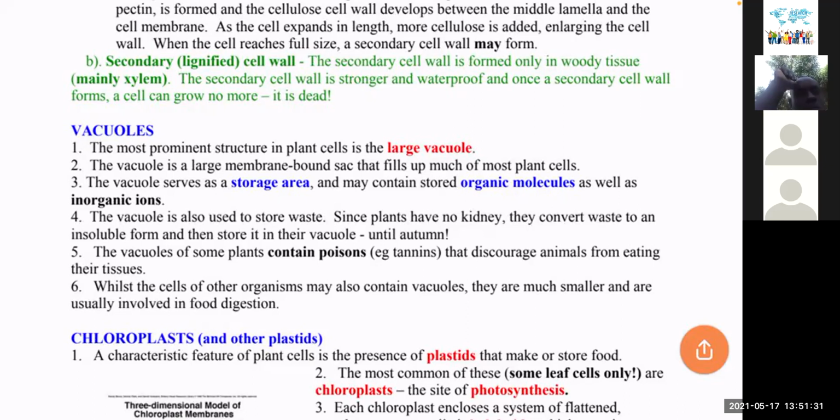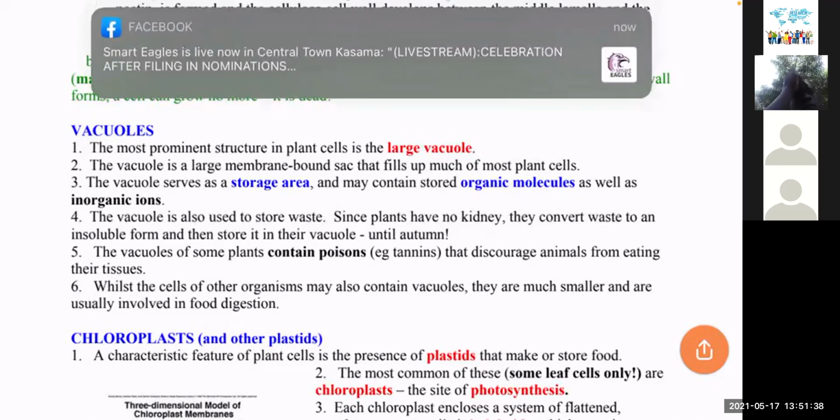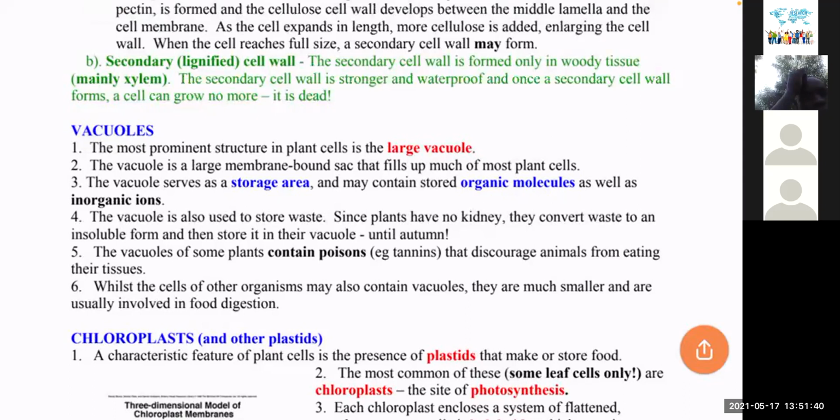It also serves as a storage area for organic molecules and inorganic ions. Not just that, it is also a storage area for wastes. How these wastes are stored is that they are turned into insoluble form, then stored in their vacuoles until autumn.